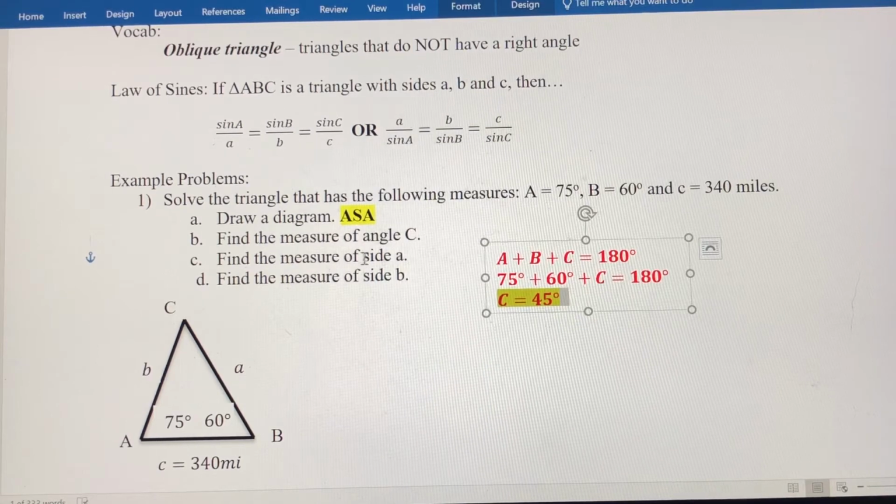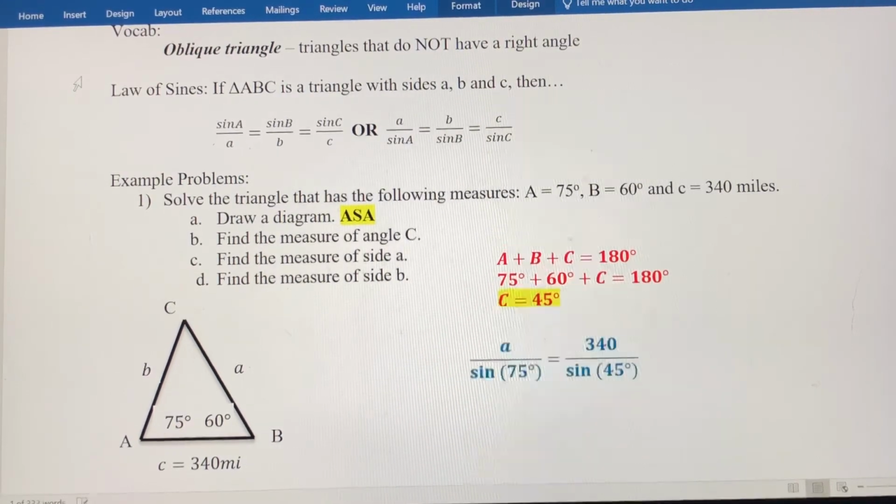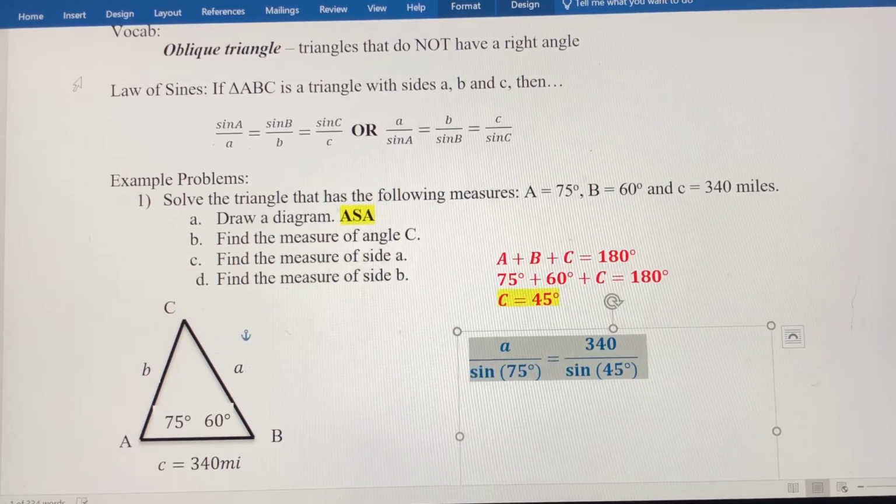I'm going to look for side A next, so I'm definitely going to use this ratio or this ratio, your choice. I'm going to use this ratio. We know side C and we know angle C. If I chose this other one, I would see I had a second unknown. I don't know what side B's length is yet, so I can't use it if I'm solving for A. So my equation is side A divided by the sine of angle A, which is 75 degrees, equals side C, which is 340, divided by the sine of angle C, which is 45 degrees.